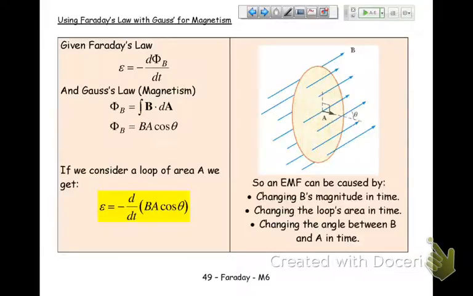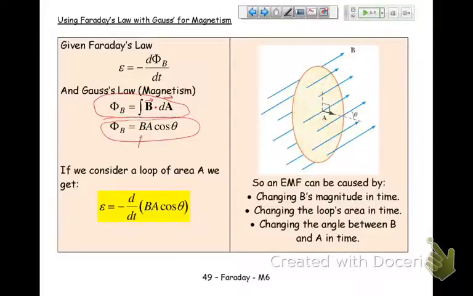Let's play with it. The trick is changing my magnetic flux, the number of arrows going through my coil, in time. And there are 3 ways that I can do that. I know that because my magnetic flux is equal to the integral of B dot dA. We just did that. And if I expand this vector dot product, I get B times A times the cosine of the angle. So there are 3 ways I can change this.